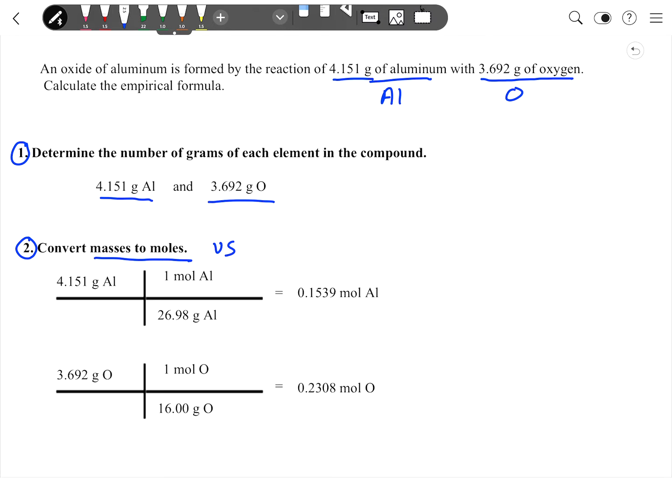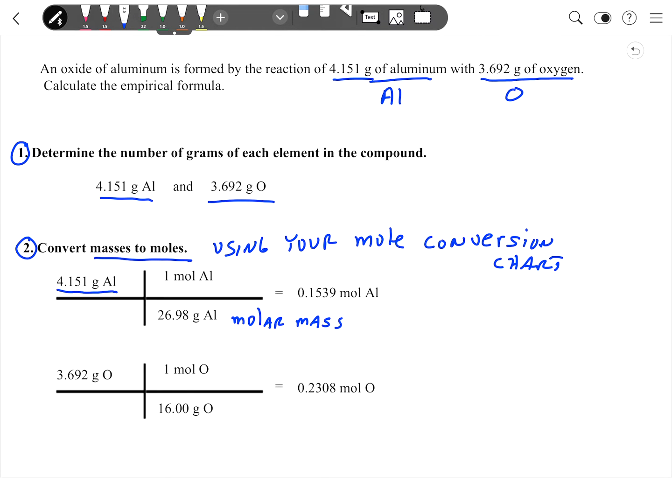How you do that is by using your mole conversion chart and finding moles and mass on there. If you're starting with mass, which is right here, and you make that T-chart, you'll find that you have to perform this conversion factor, which is 1 mole of aluminum over the molar mass of aluminum. So now you have a division problem. When you divide 4.151 grams of aluminum by 26.98 grams of aluminum as the molar mass, you get 0.1539 moles of aluminum.